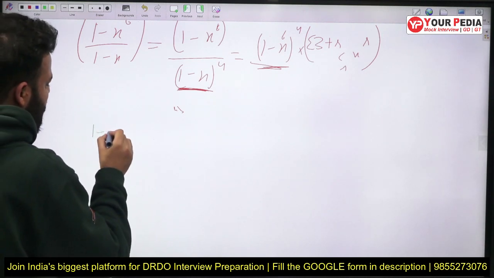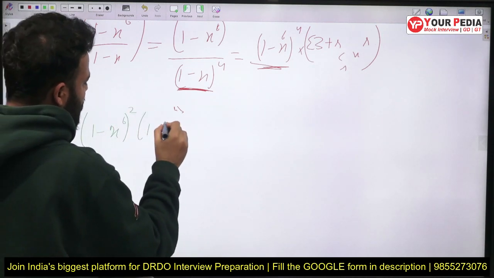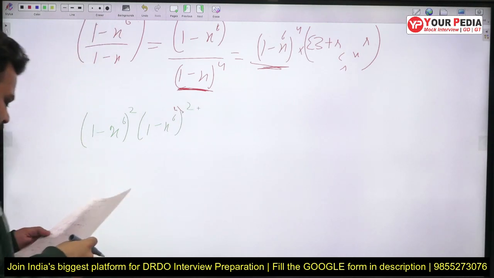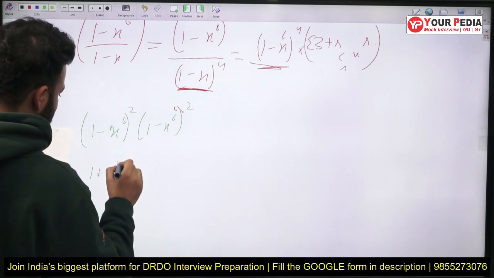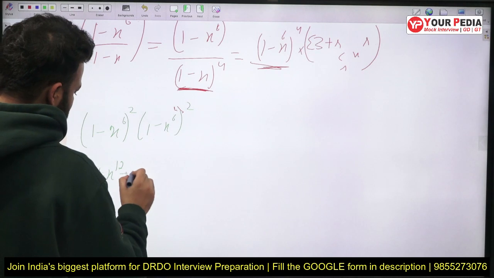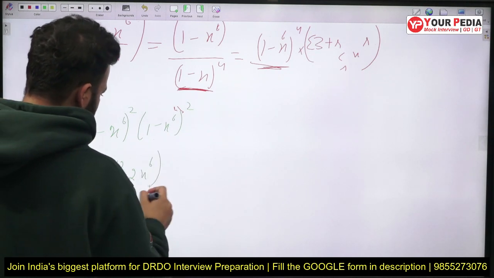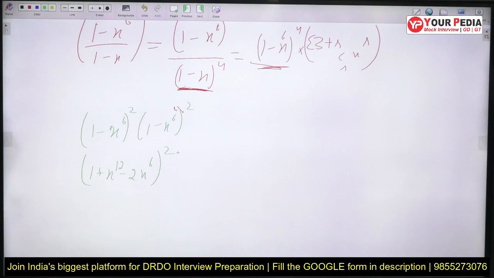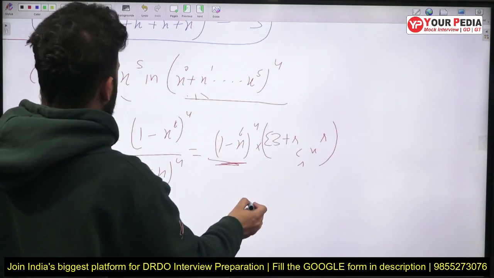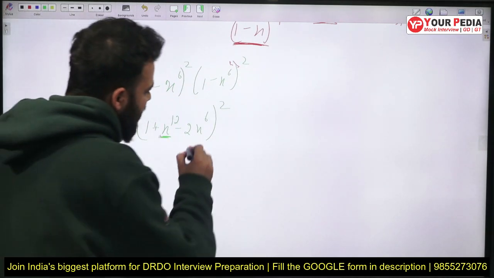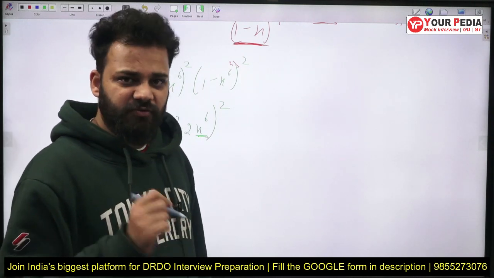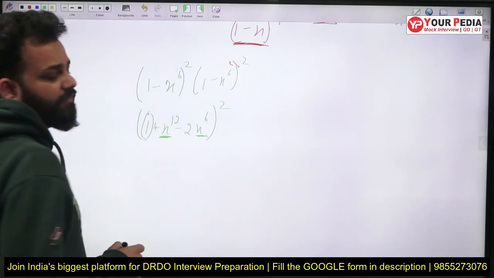I can write this as (1 minus x raised to power 6) square into (1 minus x raised to power 6) square, and if I open this, it will give me (1 plus x12 minus 2x6) whole square. Now what we have to find here is the coefficient of x raised to power 5. Now this term will never give you x raised to power 5, and this term will also never give you x raised to power 5. So the only term that will give you x raised to power 5 is only 1.